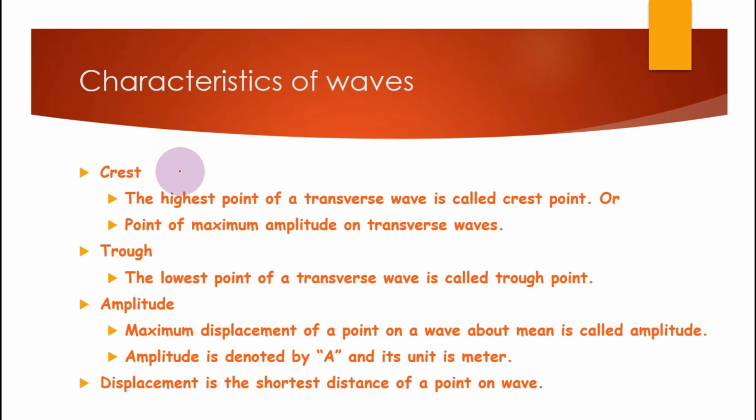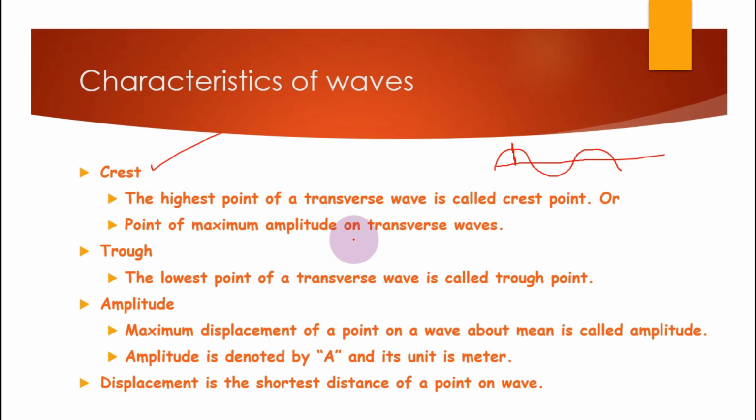Now the next term or characteristic of waves is crest. It is the highest point of a transverse wave. It is called crest. For example, here is a wave. Suppose that this is the mean line of the wave, then this point is the highest point and it is known as crest, and this distance is known as amplitude.